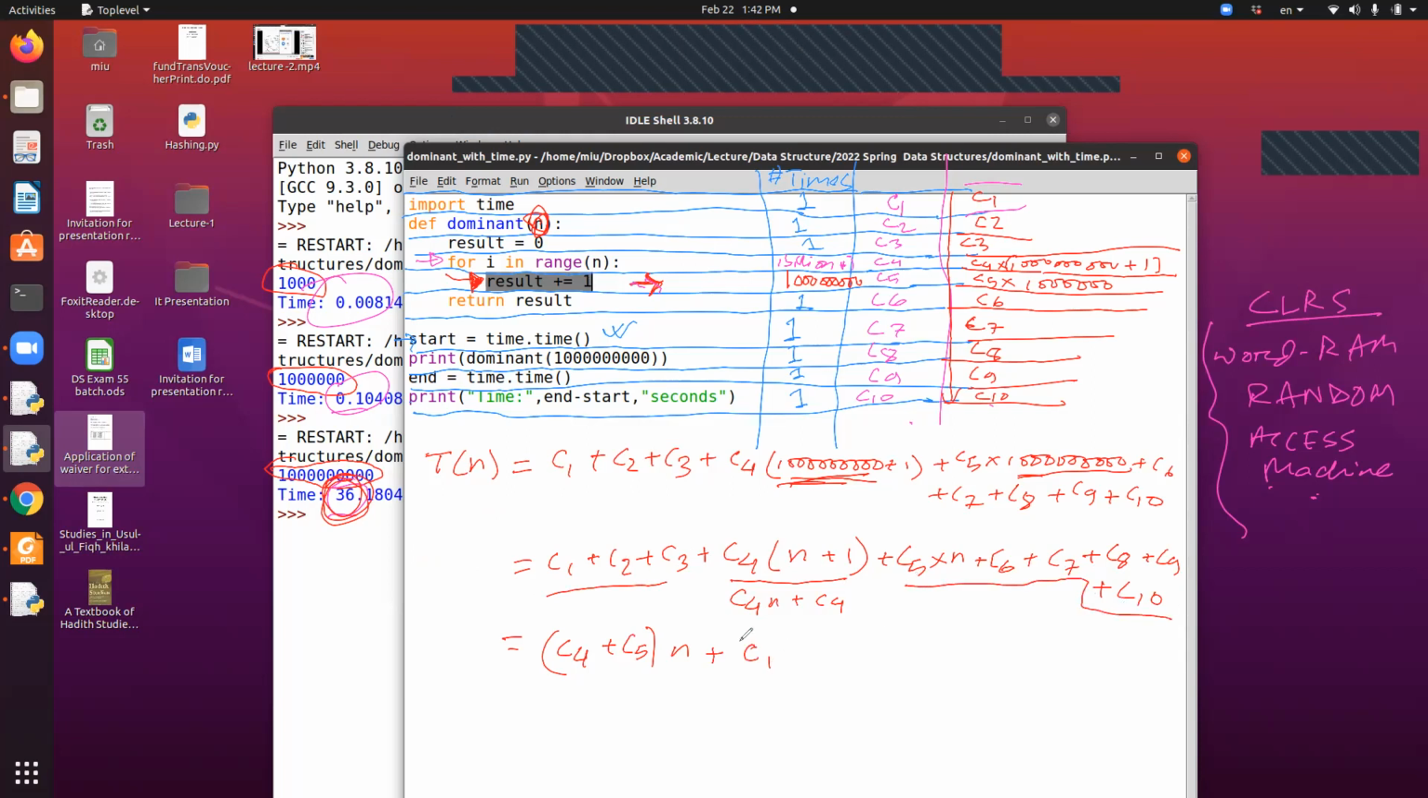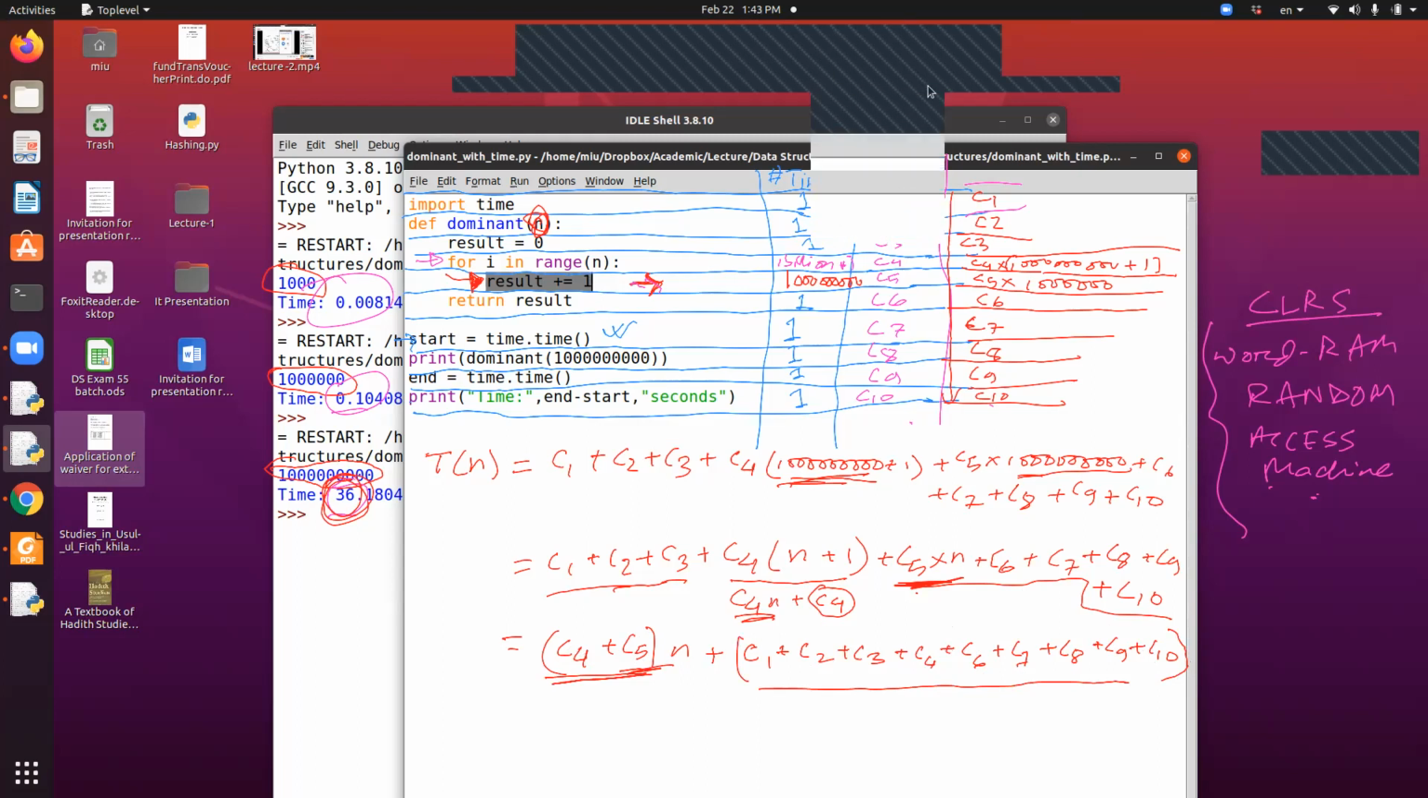So what are the constants? C1, then we need to take C2, then C3, then C4, because we have taken this term here only. So we need to take C4 from here. Then we don't need to take this, because we have taken it here. So C6, C7, C8, C9, C10. We can put a bracket because all these are constants. So C4 plus C5 is also a constant, and this is also a constant.